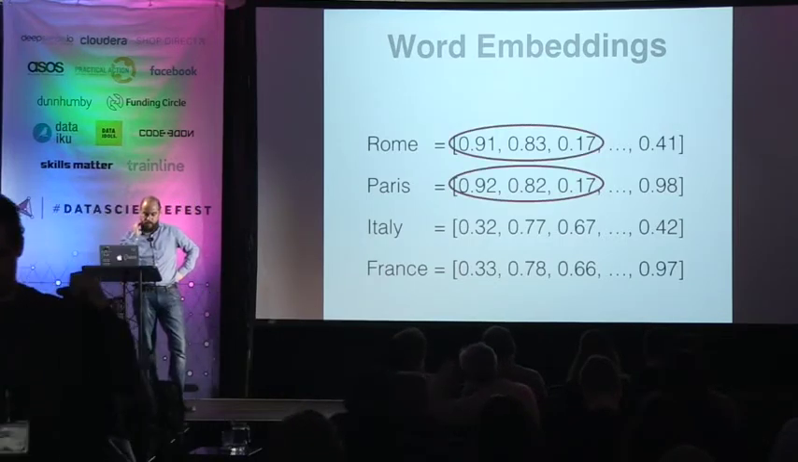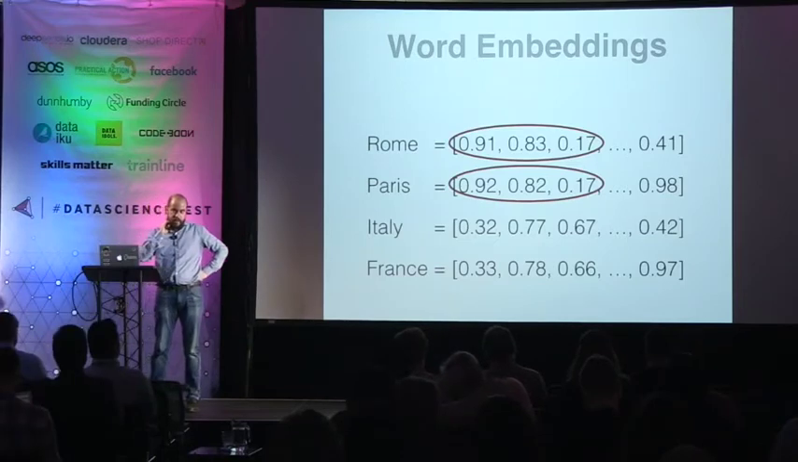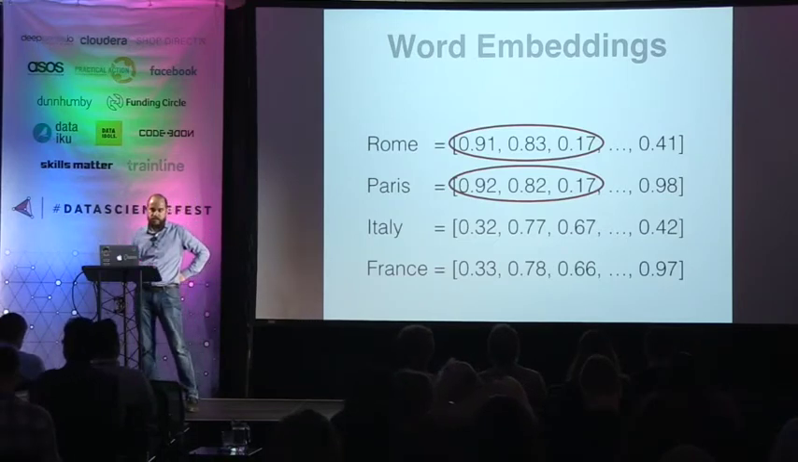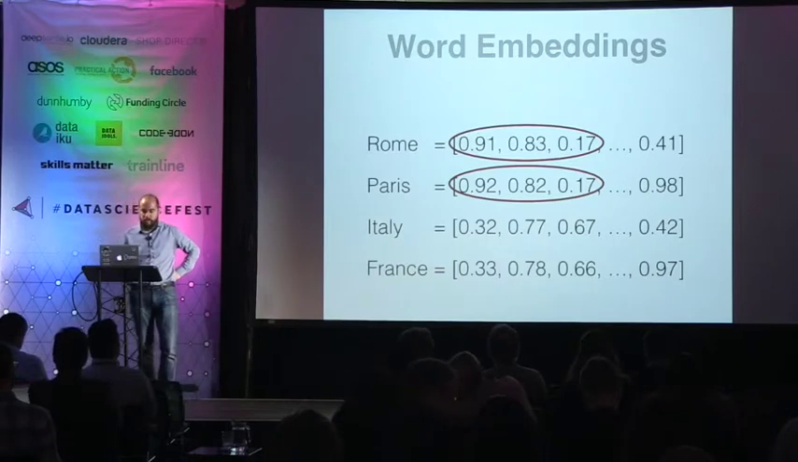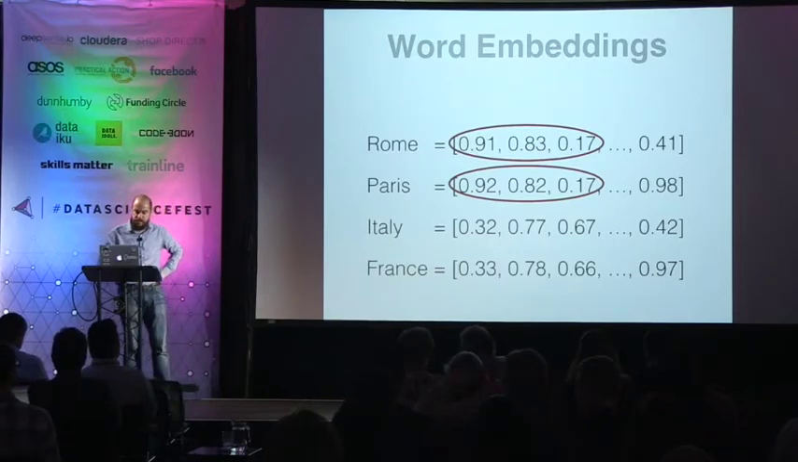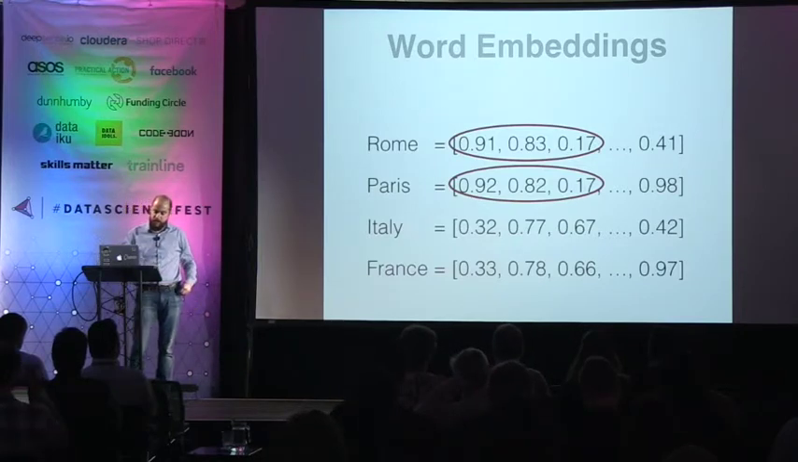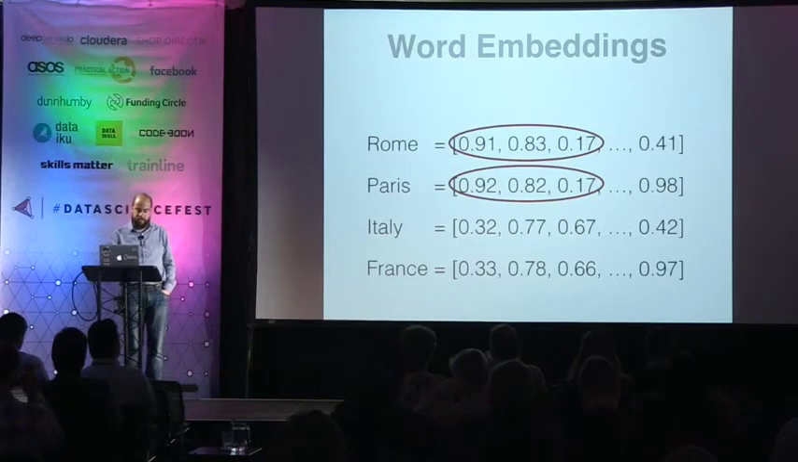For example, Rome and Paris are somehow similar, so they're both cities, they're both in Europe, they're both capitals, they're both nice places to visit. And we want the similarities to be captured by some of our dimensions, so you see the numbers in some dimensions are kind of similar.